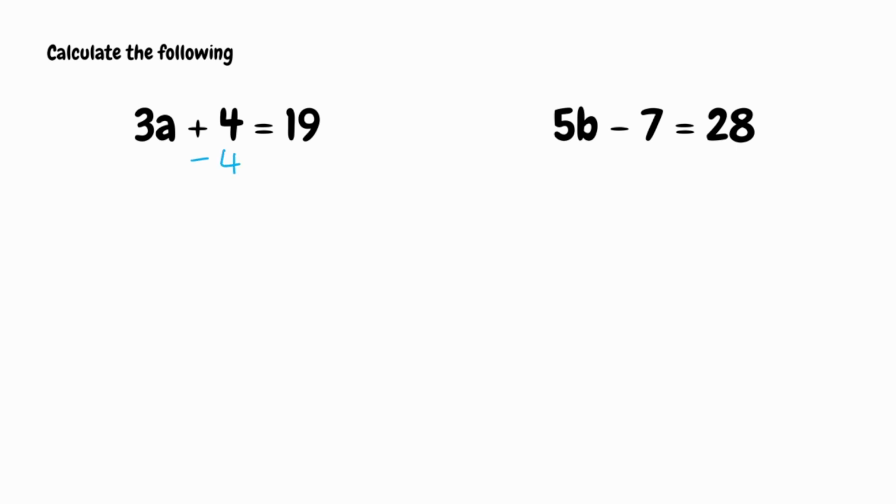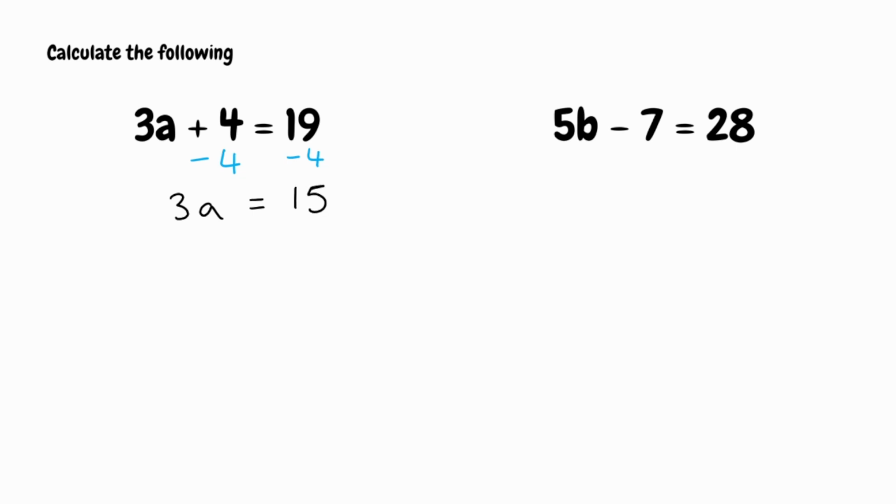So I'm going to minus 4 from the left-hand side, but I also need to do that on the right-hand side as well to keep the equation balanced. So on the left-hand side, those 4's have cancelled, so I'm left with 3a is equal to, and then on the right-hand side, we need to do 19, take away 4, which is going to give us 15.